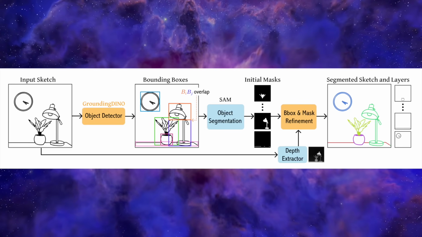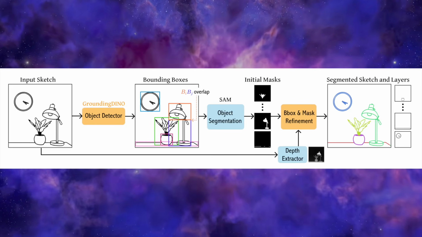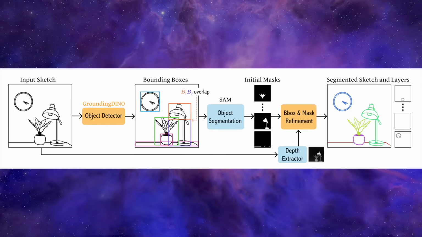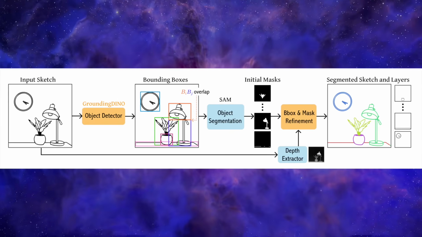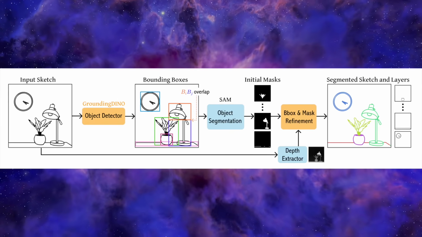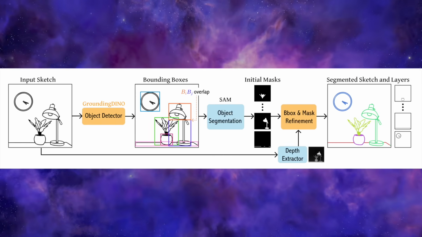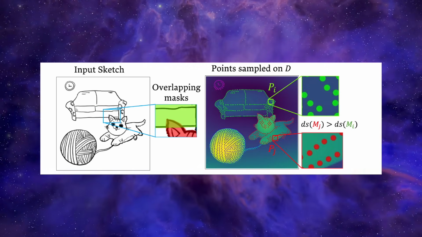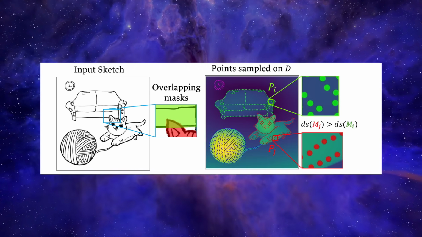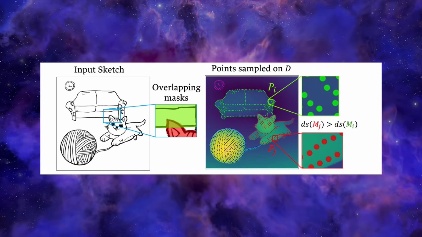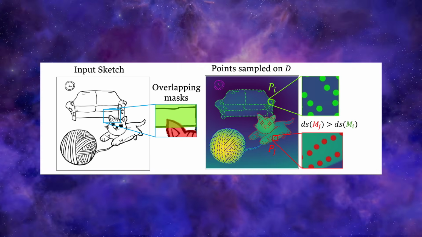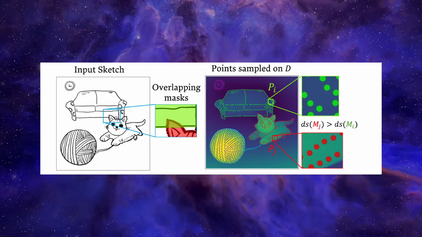But here's the secret sauce that makes it so impressive. It uses another model called Depth Anything to analyze the sketch and create a depth map. This allows the AI to understand which objects are in front of others. This is how it solves the tricky problem of overlapping lines, ensuring that if a character is standing in front of a table, the AI knows they are two separate layered objects. It's like giving the AI 3D vision for a 2D drawing.